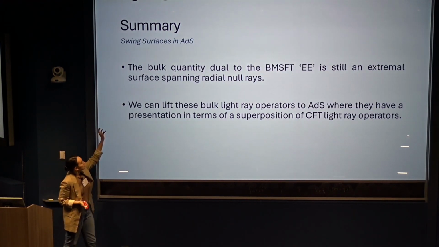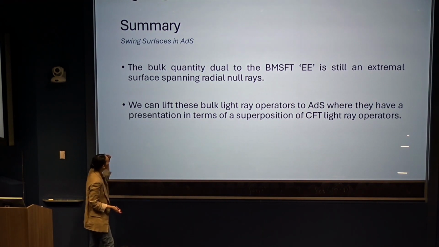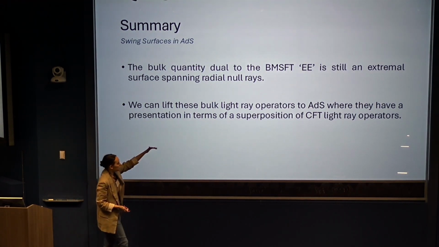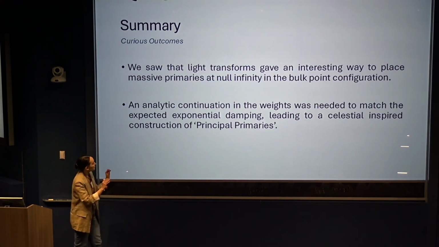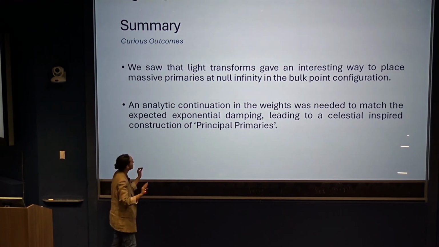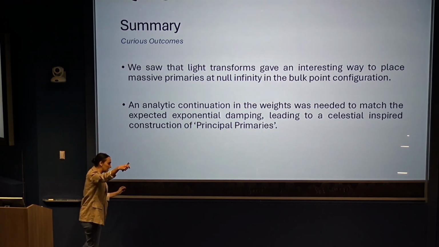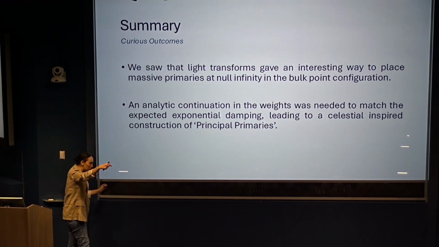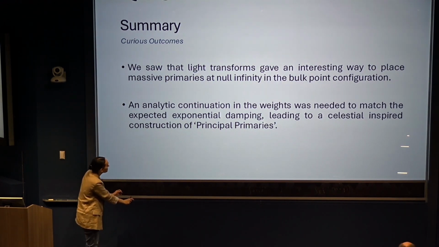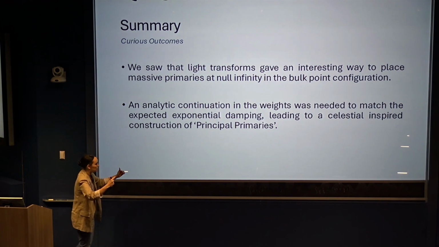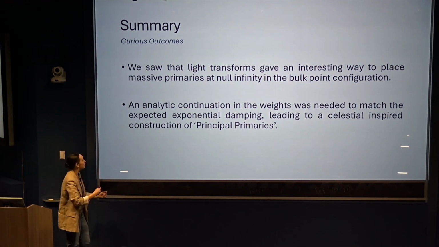The other thing is that this bulk quantity that we have is still an extremal surface, and that lets me lift it up. So we could lift it up to these light ray operator combinations. In particular, it gave us a way to think about massive states as these light ray operators going between the point that I'm used to as scri in my bulk point configuration, and its analog antipodally on past infinity, but not antipodal in the sense of the past of scri plus and the future of scri minus, more like antipodally in-going.